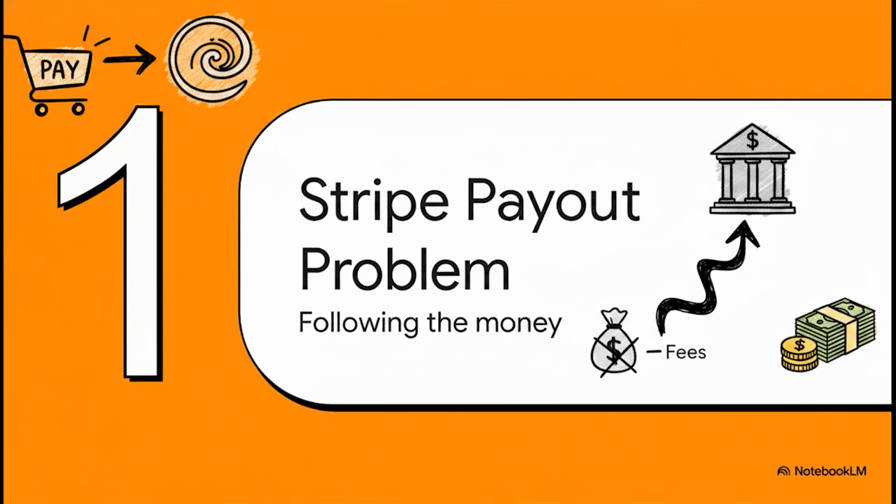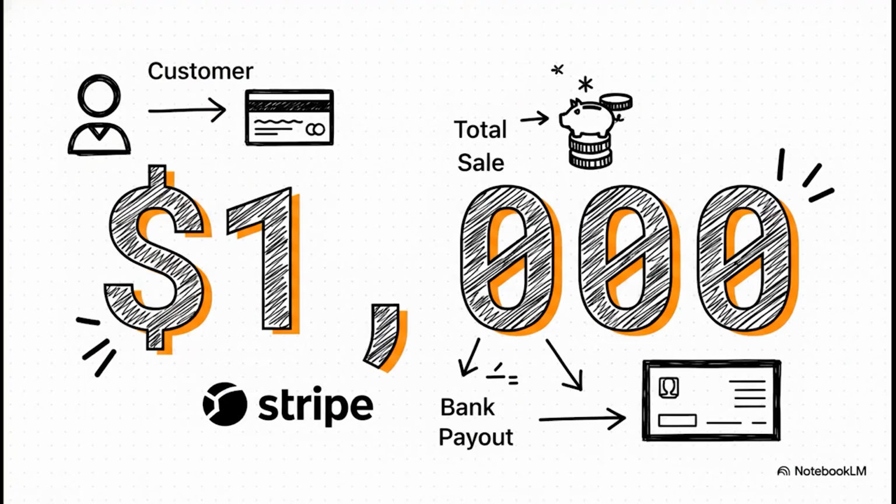We are literally going to follow the money here. Let's set up a really simple scenario. Imagine a customer pays you exactly $1,000 through Stripe. This is your gross customer payment, right? It's the total value of the sale. Now, in a perfectly frictionless, ideal world, you just see a clean $1,000 hit your bank account.